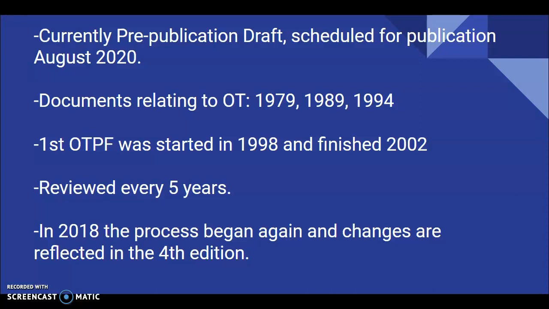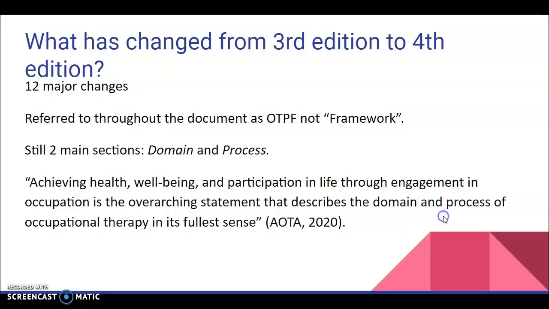So documents relating to OT did begin in 1979 and then were published again in 89 and 94, but the first OTPF was started in 1998 and finished in 2002, and they review this every 5 years. So in 2018, the process began again, and the changes that they've made are reflected in this edition, the 4th edition. So what has changed?